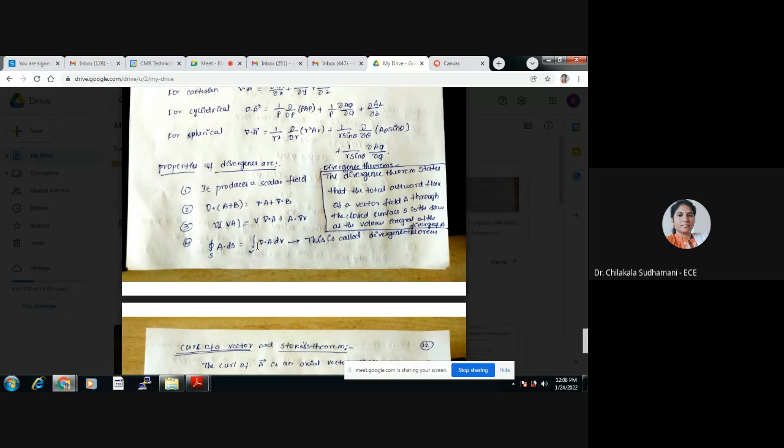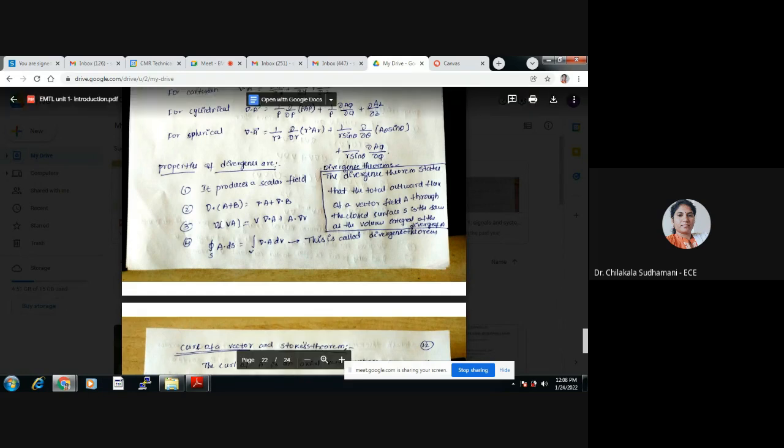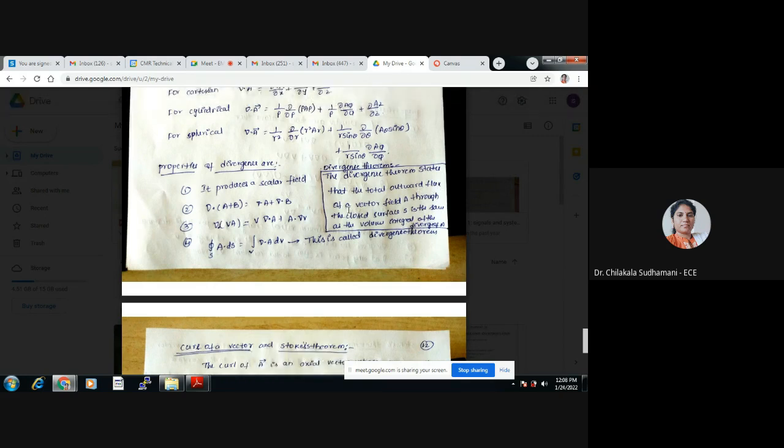So what does the divergence theorem mean? The volume integral of the divergence of vector A is equal to the closed surface integral of the same vector A. This theorem states that the total outward flux, or the total flux flowing outside, of a vector A through the closed surface S is the same as the volume integral of the divergence of A. This comes under the divergence theorem or divergence properties.